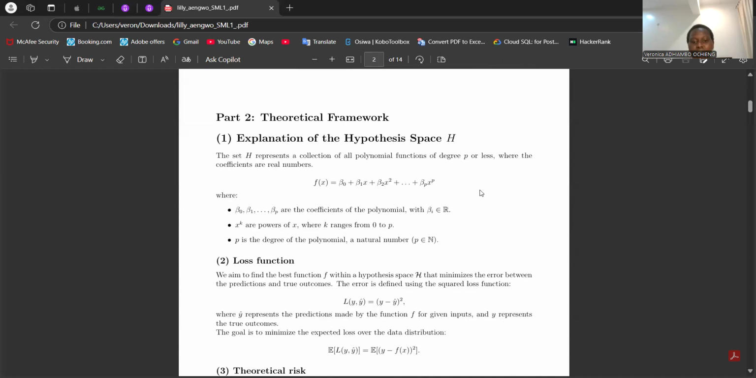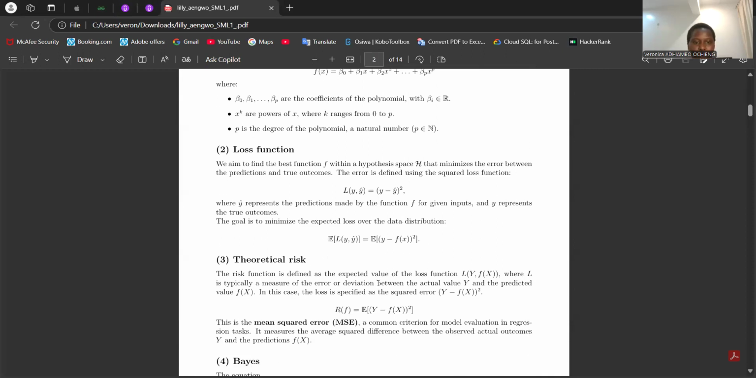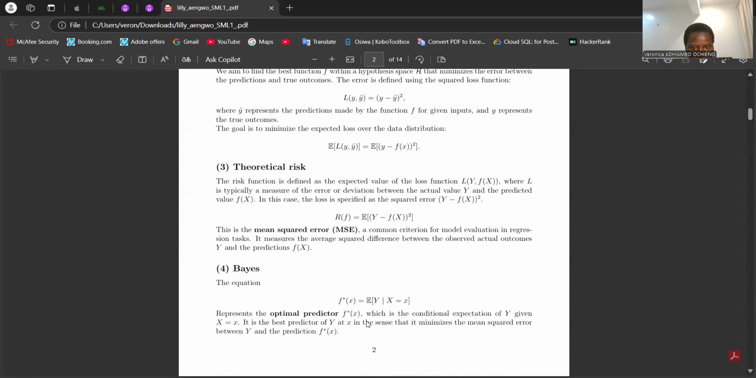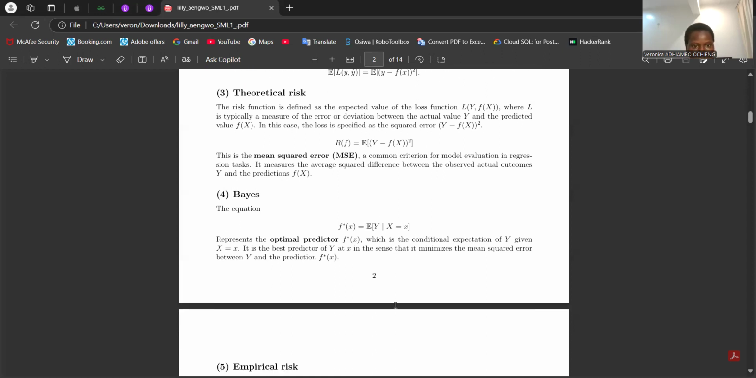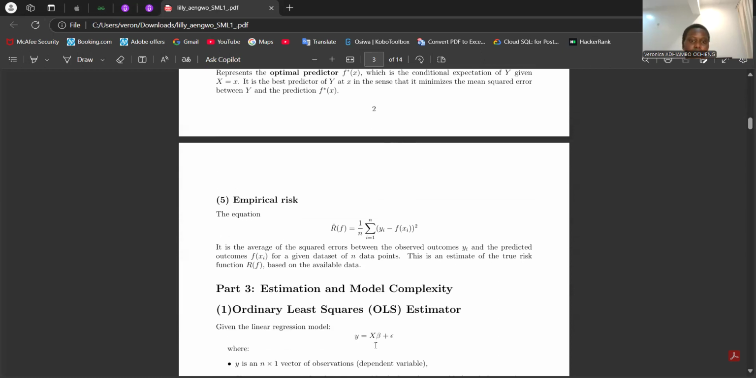Coming to the loss function, this is the formula for calculating the loss function. Then the theoretical risk, this is the formula for calculating the theoretical risk. The bias, the formula for calculating the bias is this one. And the fifth one is the empirical risk, denoted by R hat, and this is the formula for calculating the empirical risk.